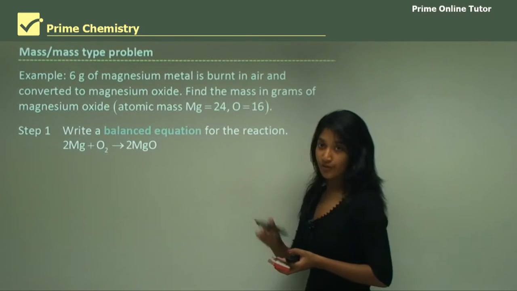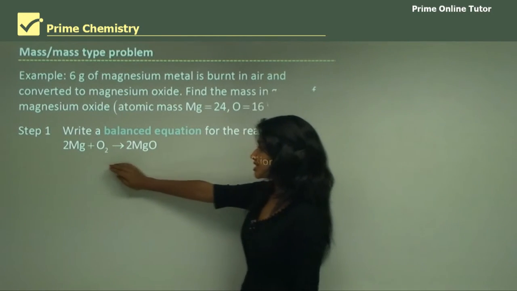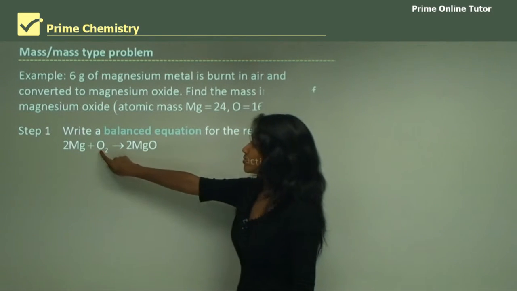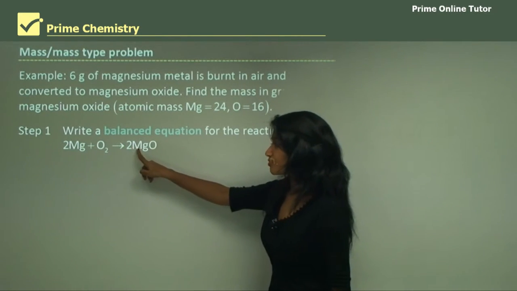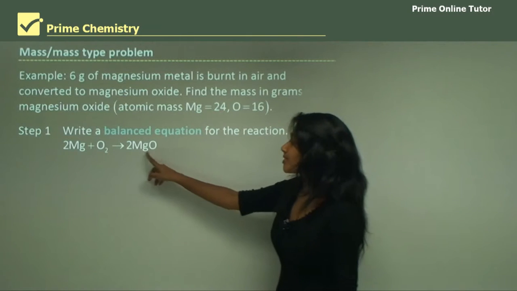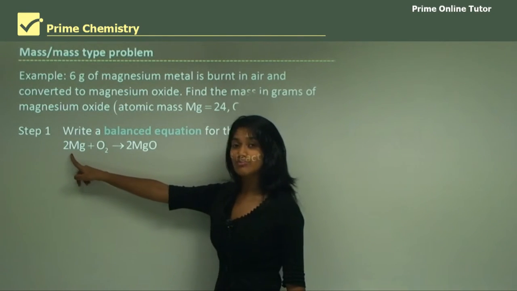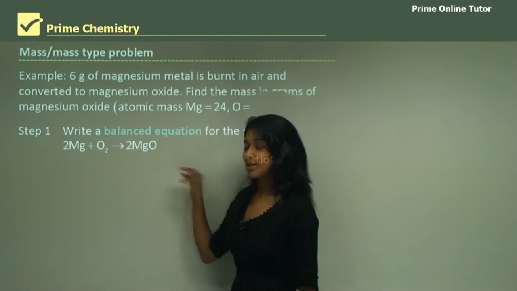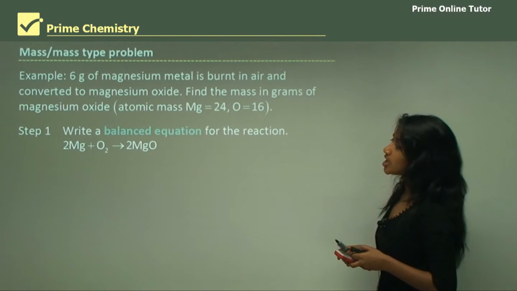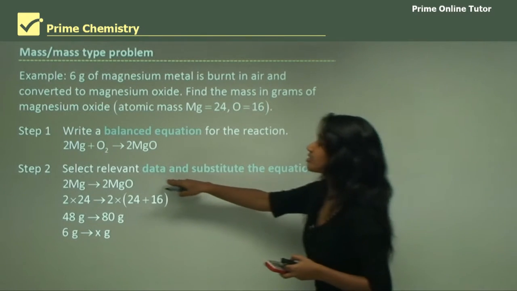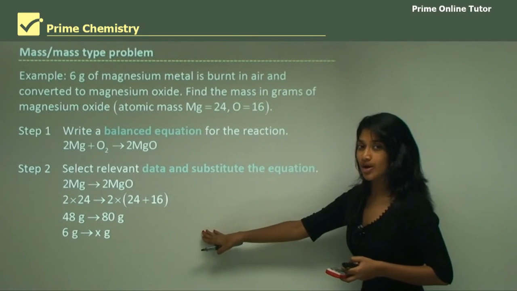Now this is balanced for you, but if it wasn't balanced for you, you would have to go, the magnesiums are balanced, and then we have two oxygens here, but we have only one oxygen here. So you put a 2 in front of the MgO, but then our magnesiums are not going to be balanced, so you would put a 2 in front of the Mg. So that's a balanced equation. Now after writing a balanced equation, you would go about getting all your data arranged so it's easy for you to work on.